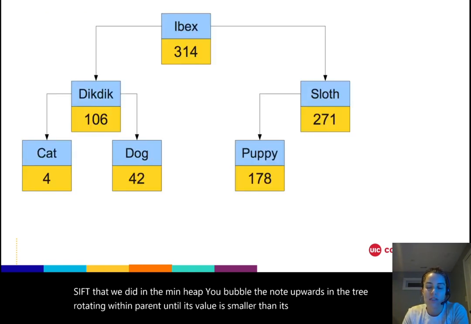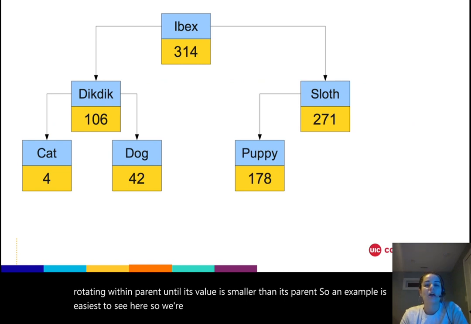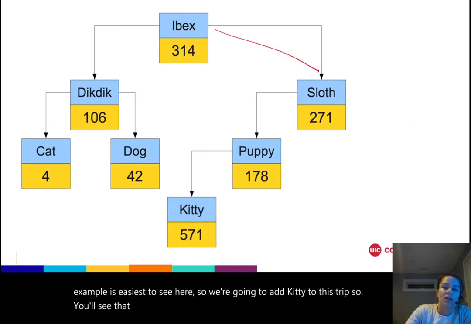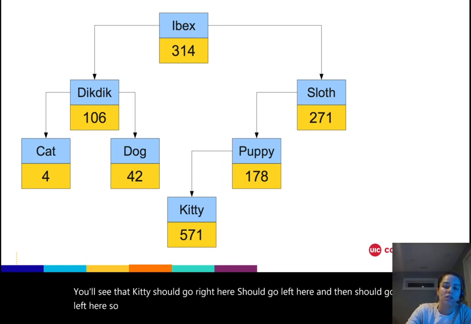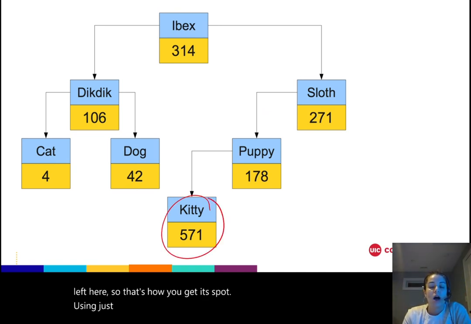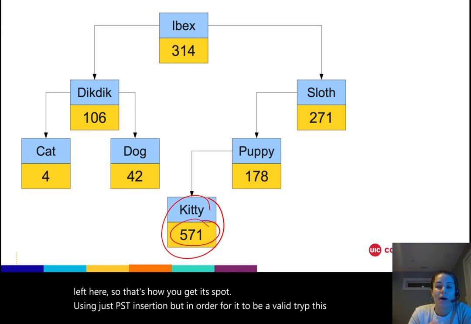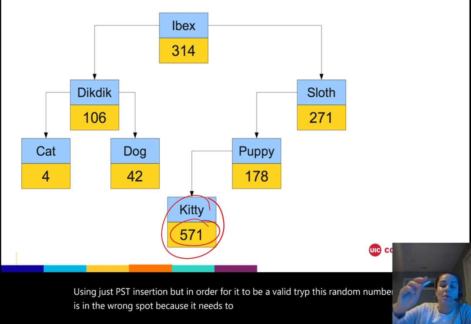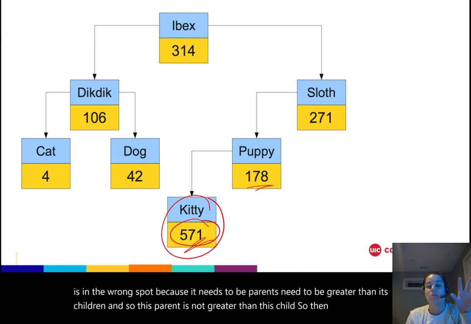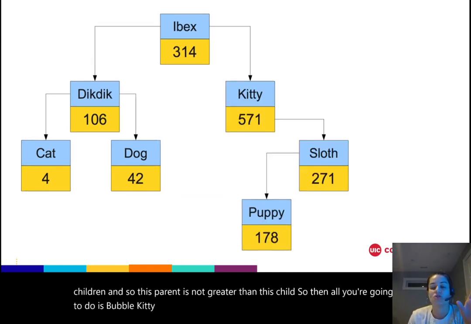So an example is easiest to see here. We're going to add Kitty to this Treap. So you'll see that Kitty should go right here, should go left here, and then should go left here. So that's how you get its spot using just BST insertion. But in order for it to be a valid Treap, this random number is in the wrong spot, because parents need to be greater than their children. And so this parent is not greater than this child. So then all you're going to do is bubble Kitty up until that condition is true.